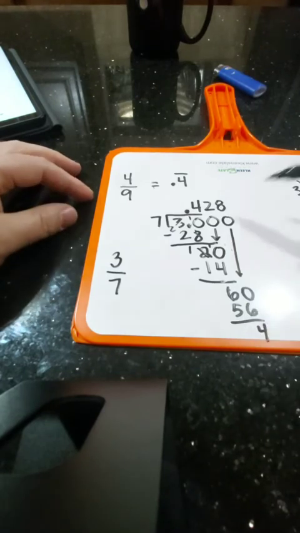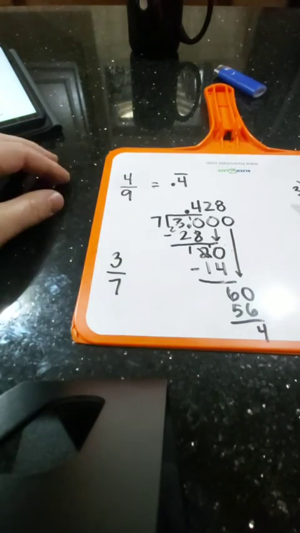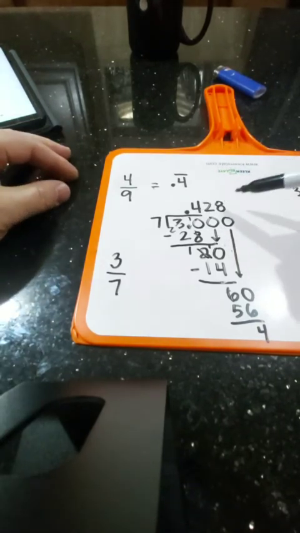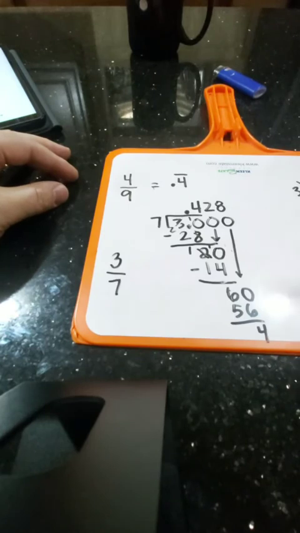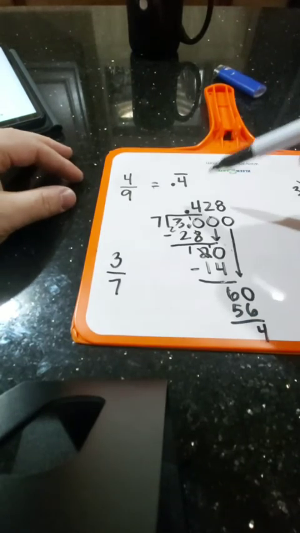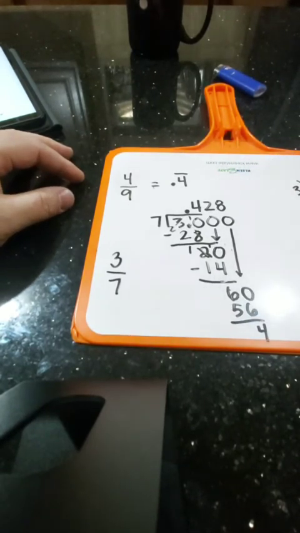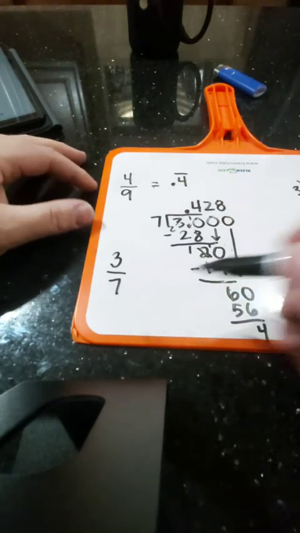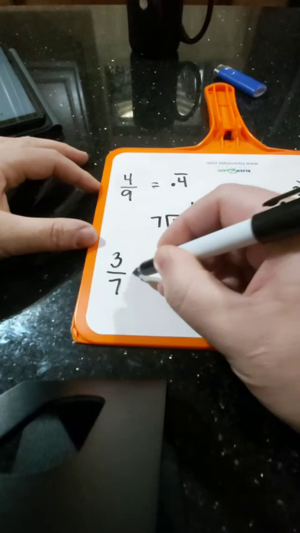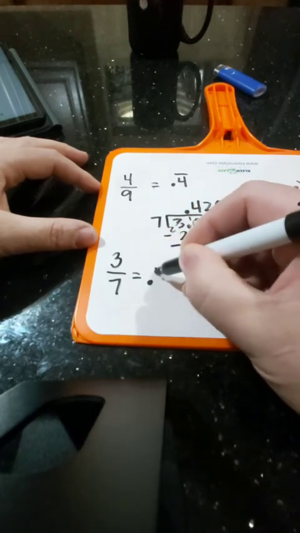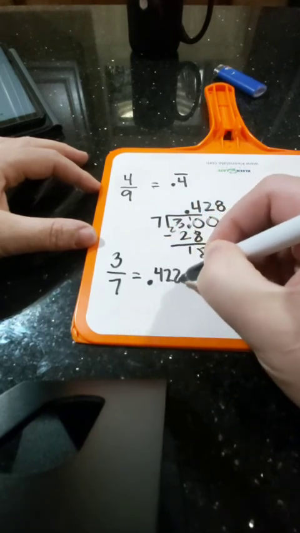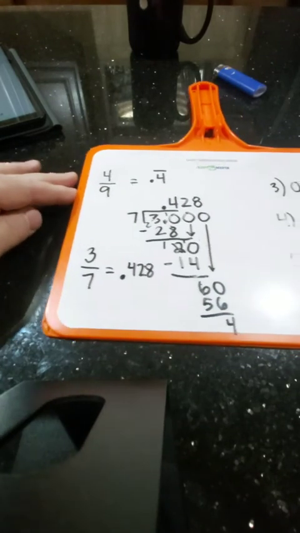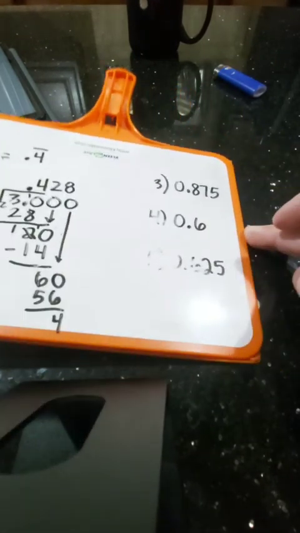So at this point, we're going to stop because 0.428 is all I expect from you guys. The truth of it is this goes on for quite some time. I don't want you to do more than 3 numbers up top, but this is your final answer. So 3/7 equals 0.428. Okay, so you can see over here the other answers that we have.